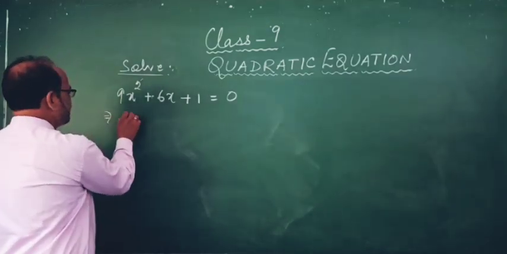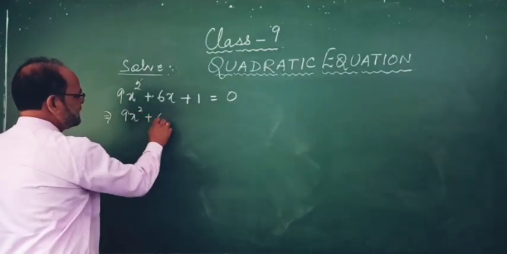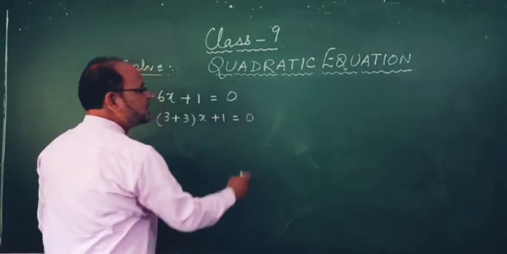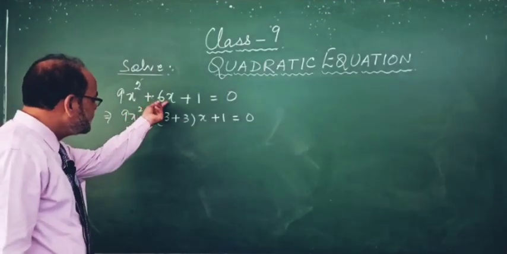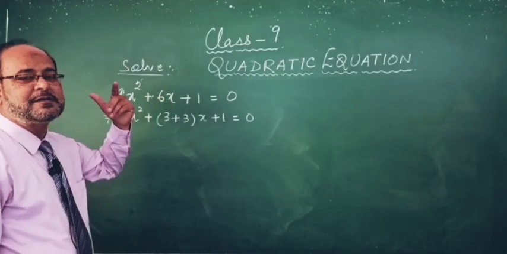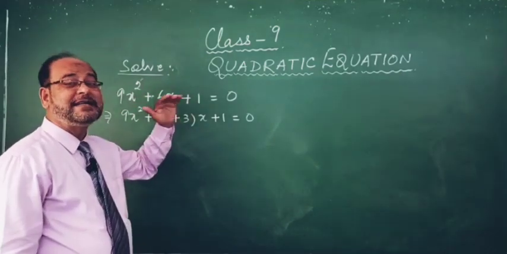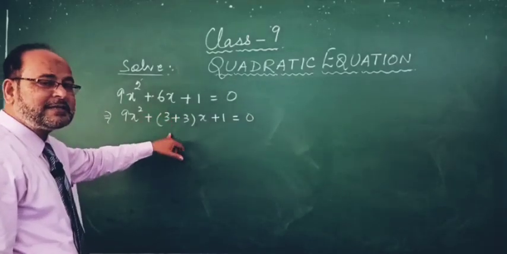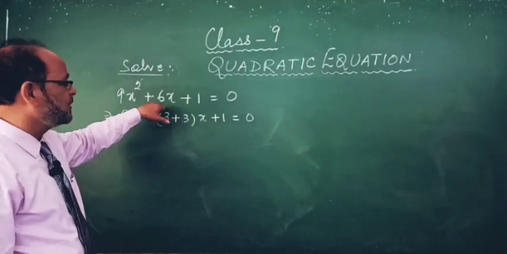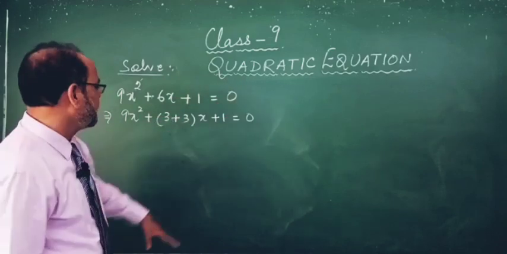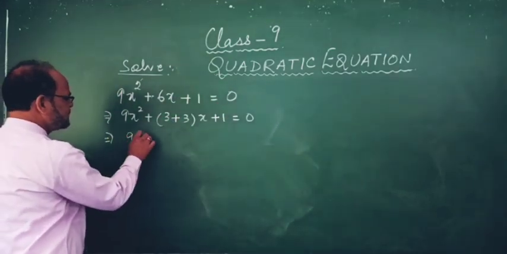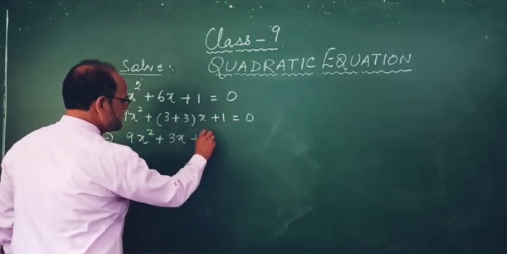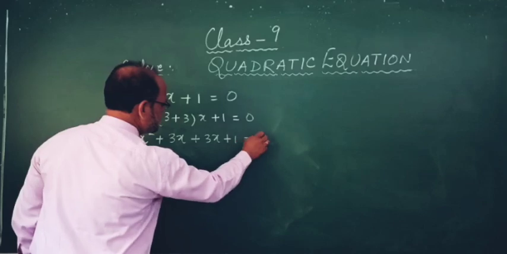So you will write here 9x square plus 3x plus 3x. What you did here is split this 6 into 3 plus 3. That is why it is also known as factorization by split form. So you will split 6 into 3 plus 3. Now 3 plus 3 will give you 6 and 3 threes are 9. Next step will be 9x square plus 3x plus 3x plus 1 equals 0.